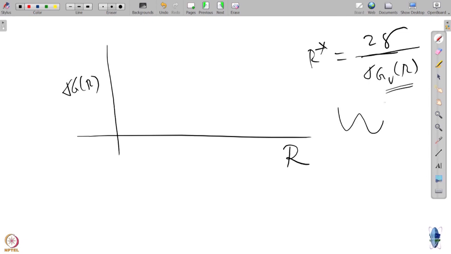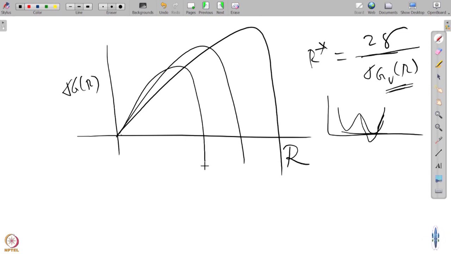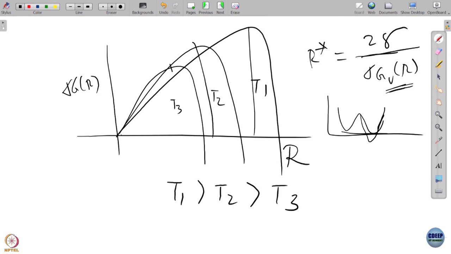Delta GV, however, when the two phases, old and new, are at equilibrium, then this is 0. Delta GV is 0, so R star is infinity. When I go a little bit below, then R star starts decreasing, but can still be very large. So, I can say, okay, this is when it is large, very close to coexistence. As I lower the temperature, if it is T3, T2, T1, then T1 is greater than T2, greater than T3. So, the barrier comes down and the size becomes small as delta G increases.